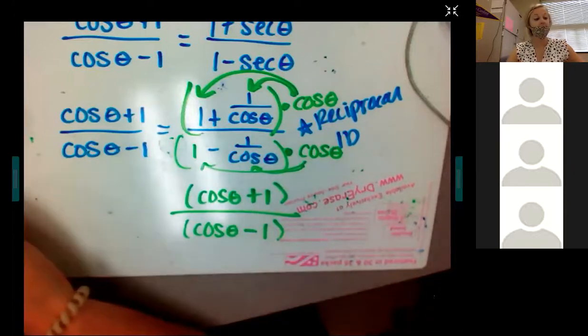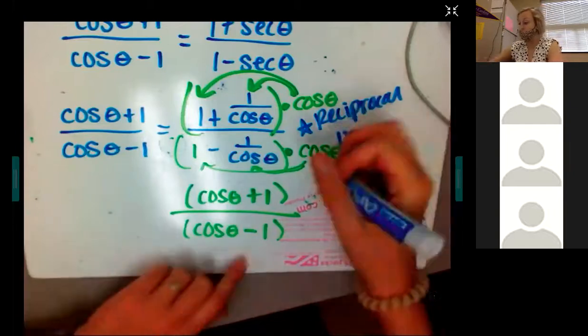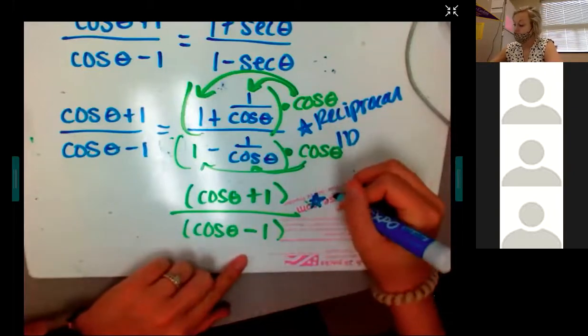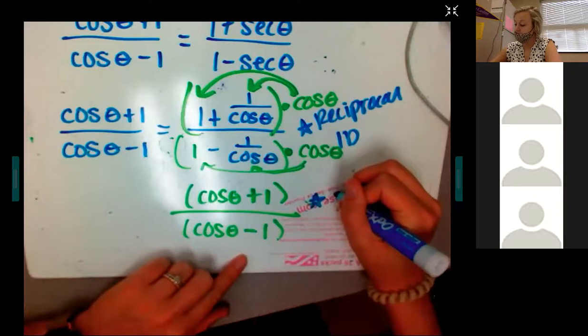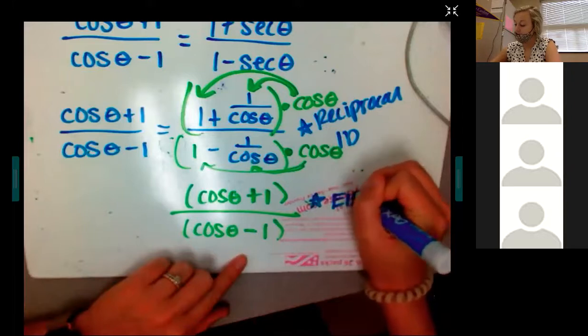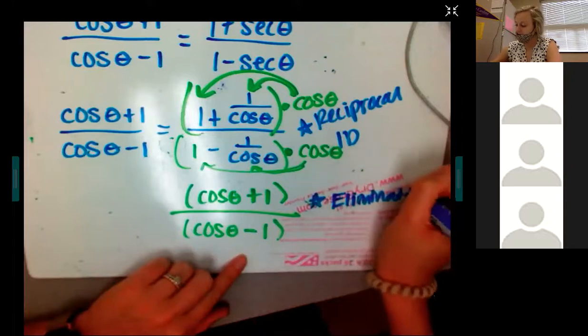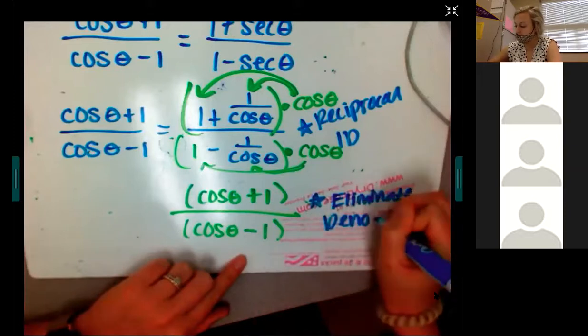So the justification I wrote, I think, was eliminate denominator or something like that. You also could have just said simplify.